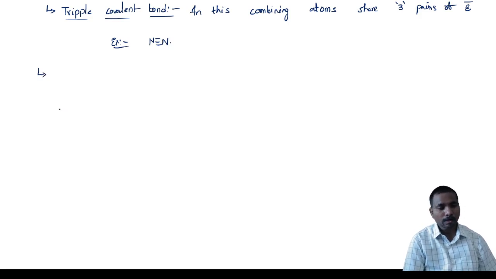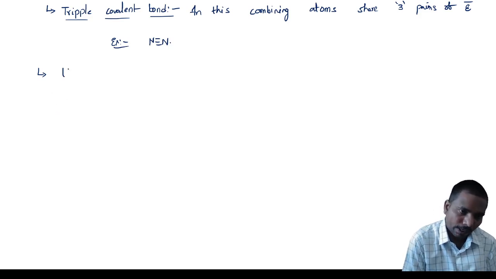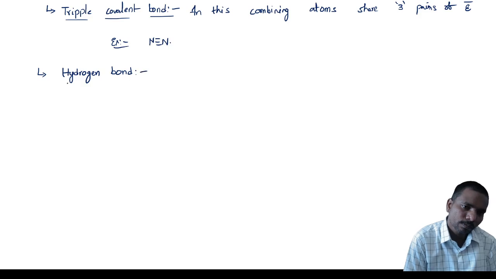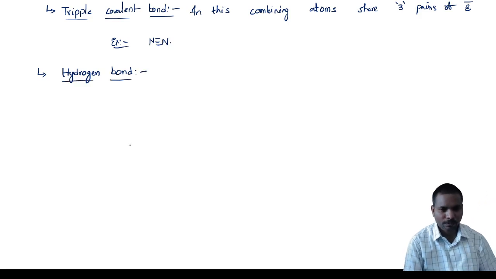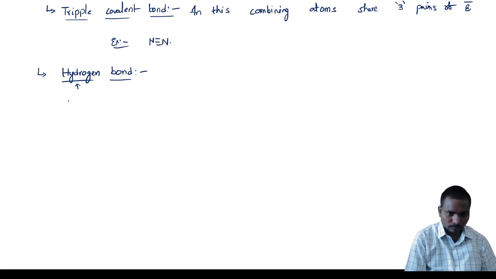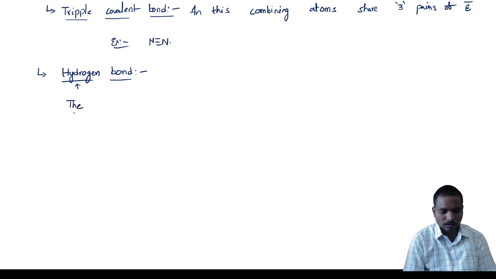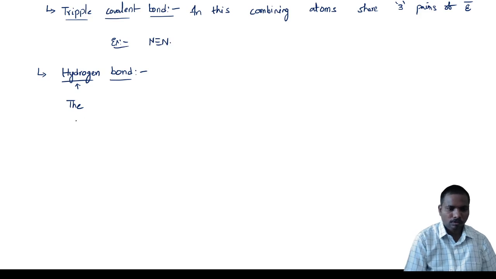Now the third one. What is the third bond? You can say hydrogen bond. This bond rarely exists. This bond is only for hydrogen and another electronegative atom. So note down the point here.